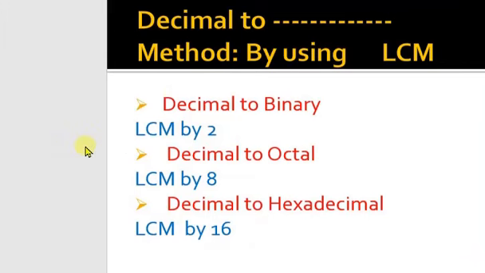So now to convert from decimal number to octal number system, we simply take the LCM of that number by 8 and write the number in the reverse order. So let's have a look at the example of decimal to octal number system also.